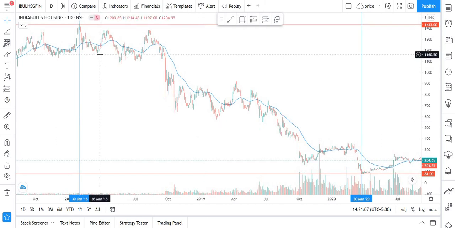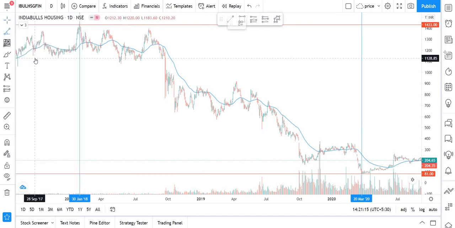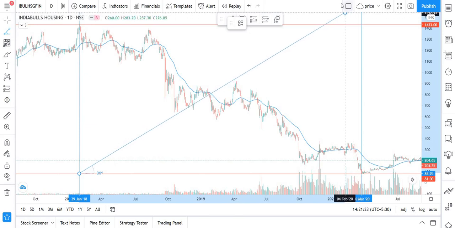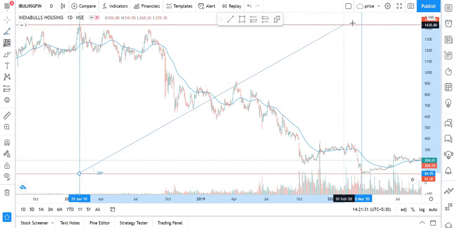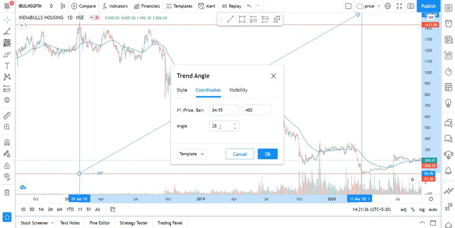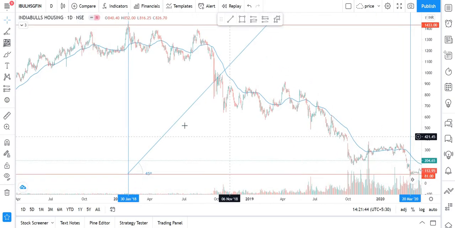Fair enough. Now let's first draw that 45-degree line. I have told you both the methods to draw it. I'm using the trend angle. Here is the trend angle, I'll put it right here. You need to be very precise while doing this. I can't fix it here, you at least have to cross this. Okay, the settings, angle 45. Here you can change the angle. These settings are really important, do remember them. So this is the 45-degree line we have created.